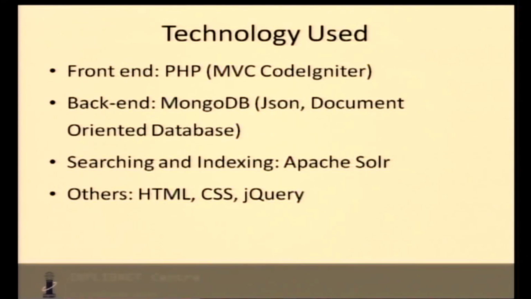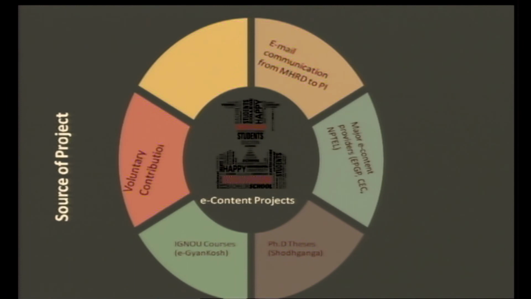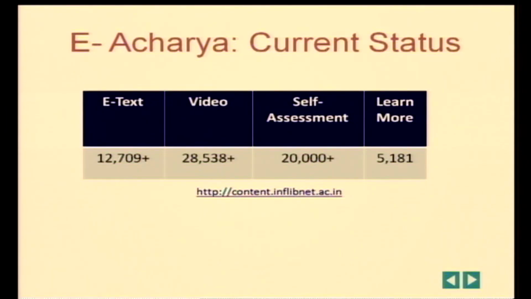And then of course, the technology used in any database has a front end and back end. Here we use PHP as front end and MongoDB as back end, which is a kind of database management system that we use. For search, we use Apache Solr, and of course, HTML, CSS, jQuery are also being used. So, the source of the project, like I mentioned, is 55 subjects, and the total volume available is 12,709 e-texts, 28,538 videos, 20,000 self-assessment and 5,181 learn more items.